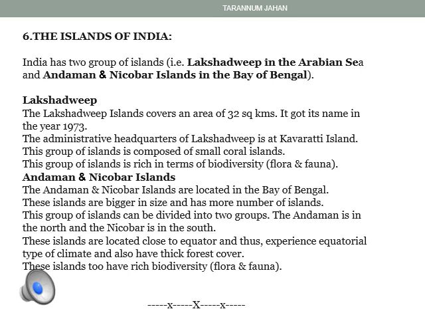Now let's see the Andaman and Nicobar. Andaman and Nicobar Islands are located in the Bay of Bengal. These islands are bigger in size and have a larger number of islands. The group of islands can be divided into two groups, the Andaman in the north and Nicobar in the south. These islands are located close to the equator. Thus, the climate is such that there is thick forest cover over here. These islands too have a rich flora and fauna. The capital of Andaman and Nicobar is Port Blair.